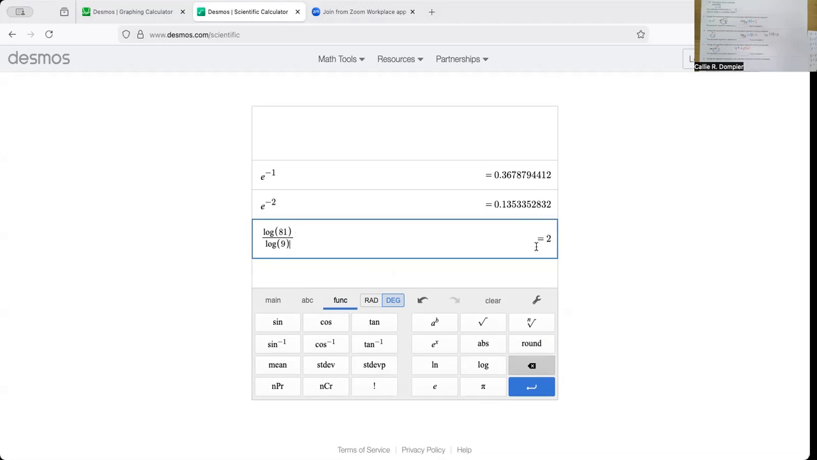We can't check number 10 because we just have an x instead of a value, but we can check number 11 by saying is 9 to the power of 4 equal to 6,561, and we can. Good? All right.